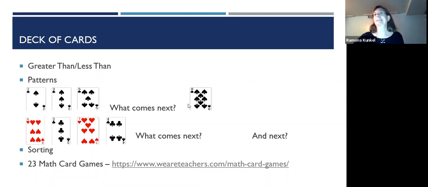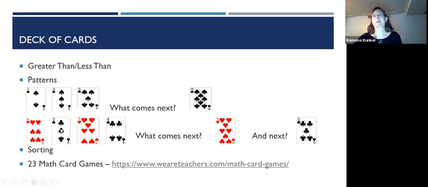Okay, looks like you got the right idea. Yes, 8 of hearts, because we have 6, 7, and then we would want to have the 8 of hearts. So what would come after that? And it looks like some of you are already ahead of me, and that's good. Yes, then would come the 5 of clubs. So we're alternating between hearts and clubs.